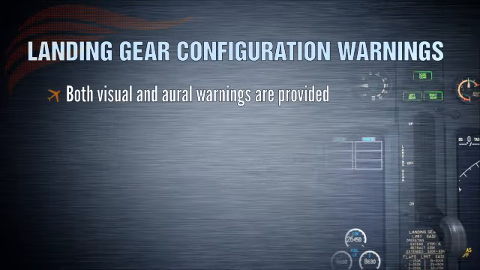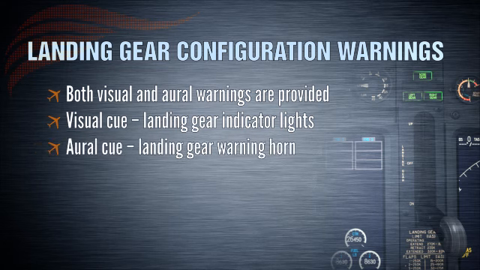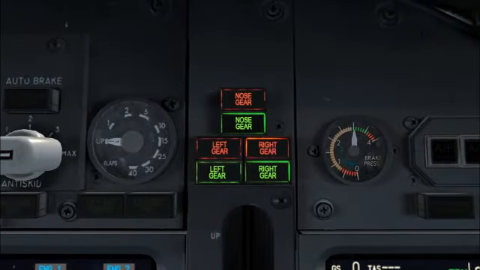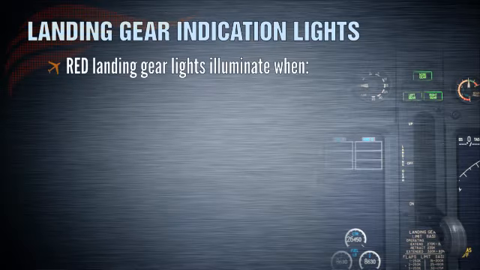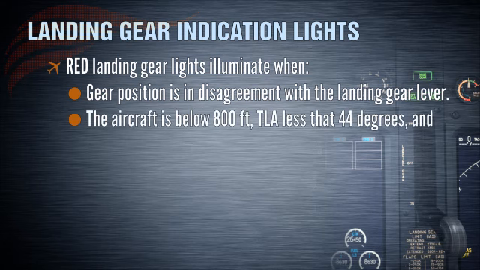Both visual and oral warnings of landing gear position are provided. The landing gear indicator lights provide a visual indication, while the landing gear warning horn is the oral cue. There are 6 landing gear indicator lights on the landing gear panel, a red and a green light for each gear strut. The red lights illuminate under 2 conditions. If the position of the landing gear is in disagreement with the position of the landing gear lever, or if the aircraft is below 800 feet, the thrust levers have been brought back behind the 44-degree position, and the landing gear is not down and locked.